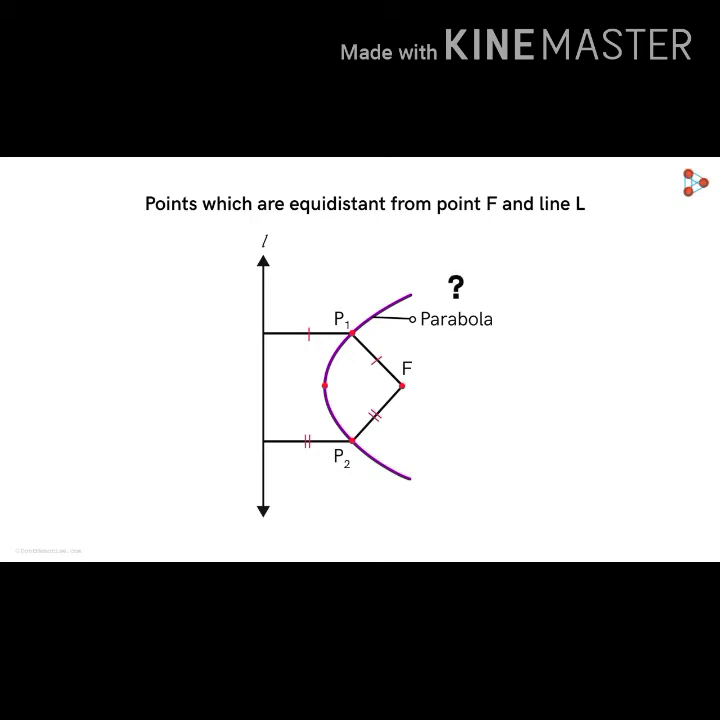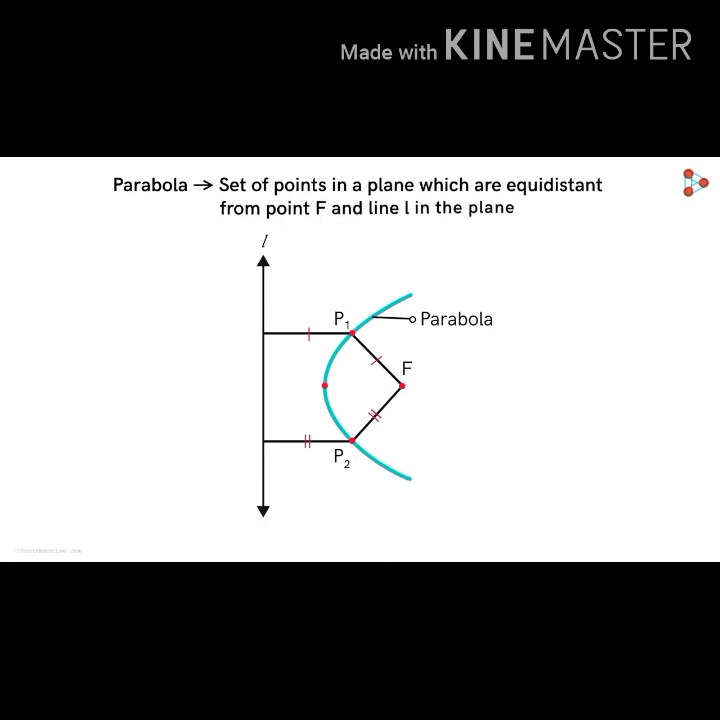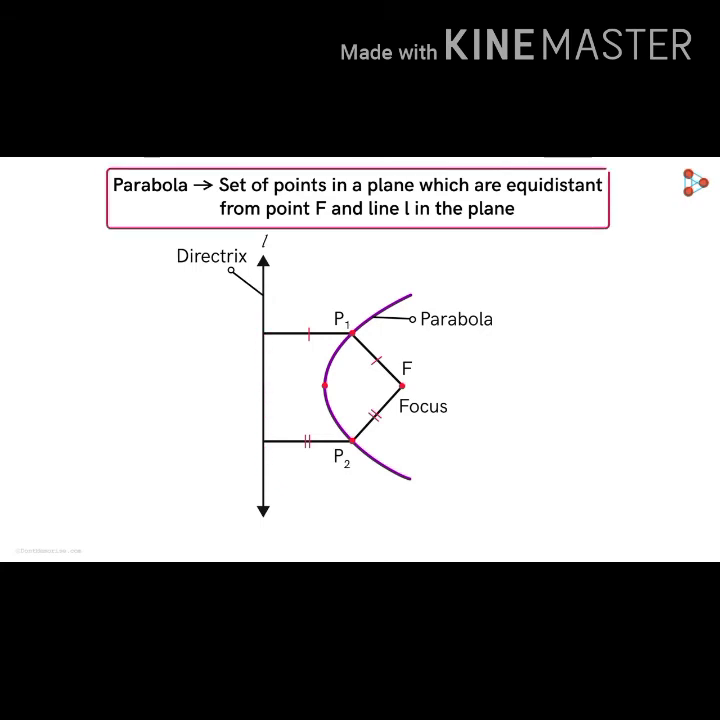So how do we define a parabola? We see that a parabola is the set of all points in a plane that are equidistant from a fixed point F and a fixed line L. The point F is called the focus of the parabola, and line L is called its directrix. Notice that the shape and the position of the parabola will depend on the position of the point F and line L.